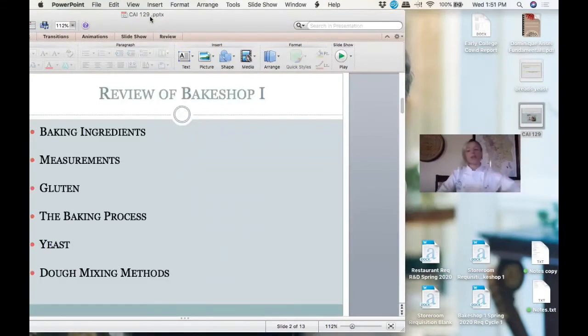Okay, so some of the items that we're going to go over today are our baking ingredients, the different measurements that we use in the bake shop, gluten, the baking process. We're going to skip yeast for today and move on to our dough mixing methods.